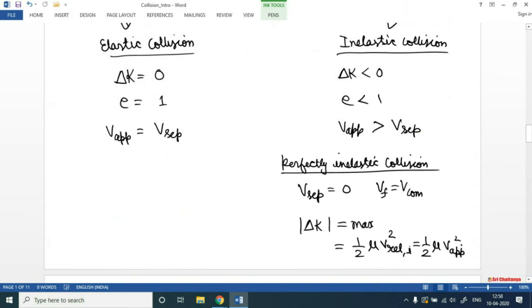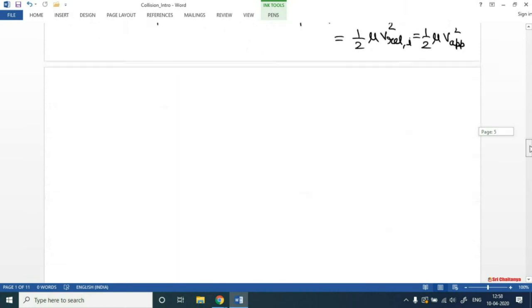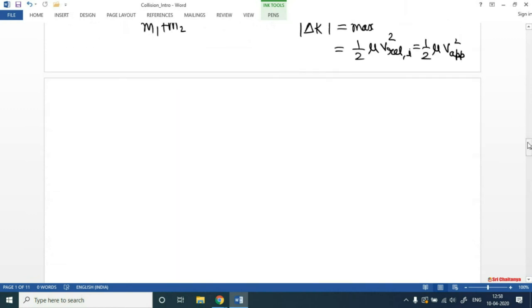In all this discussion, it is clear, since we discussed in the previous class also, that mu here is nothing but m1 m2 divided by m1 plus m2, which is also known as reduced mass. So now, when we are through with all this discussion of the types of collision based on line of impact, that is head-on and oblique collision, and the categorization of collision on the basis of energy, that is elastic and inelastic collision, we are ready to discuss some problems.